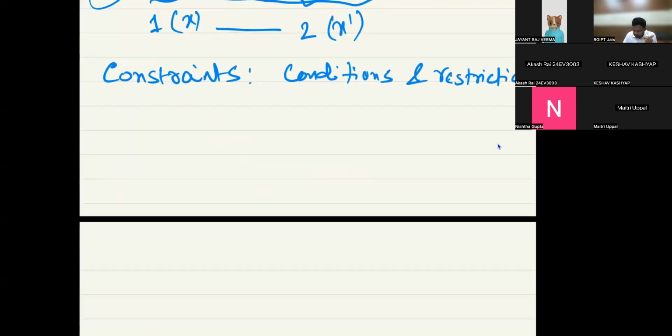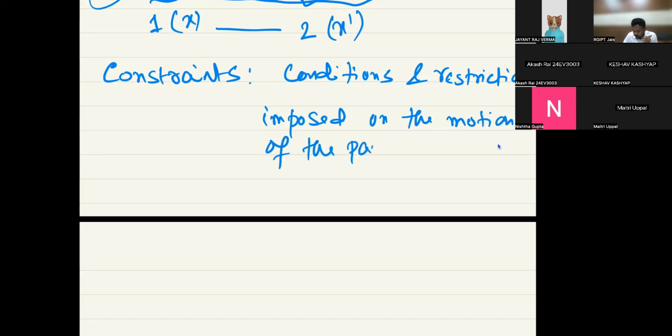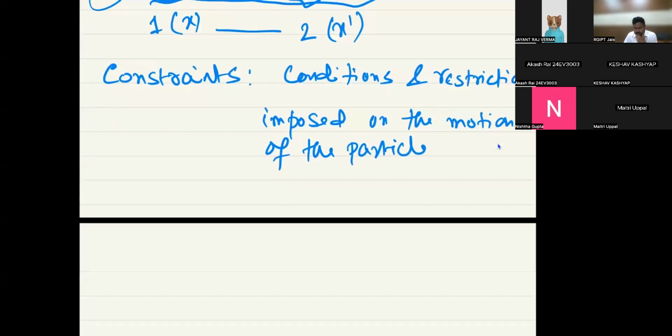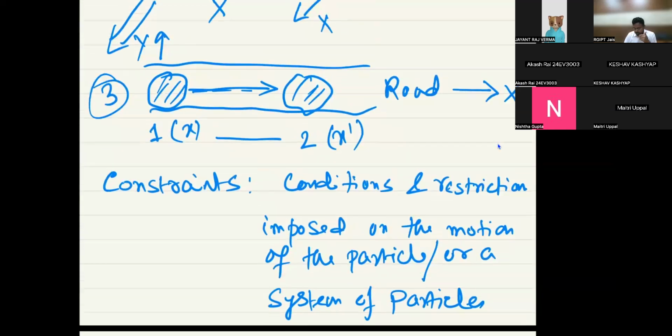Conditions or restrictions imposed on the motion of the particle. This can be a particle or a system of particles. On the motion of the particles or a system of particles, these are called constraints.